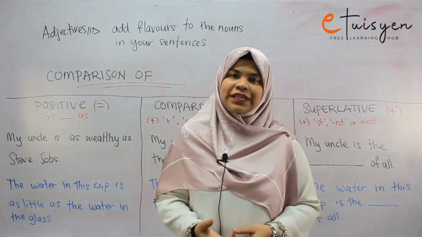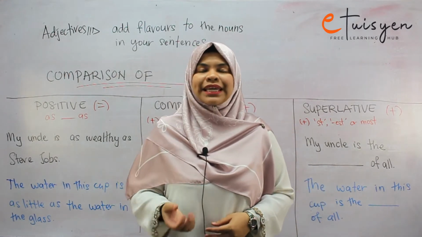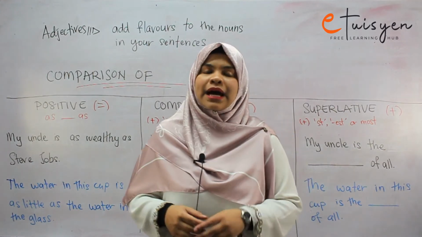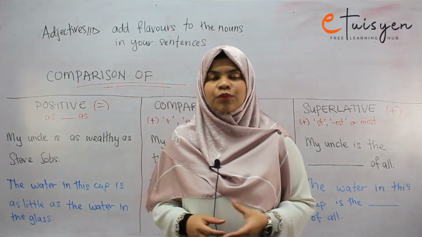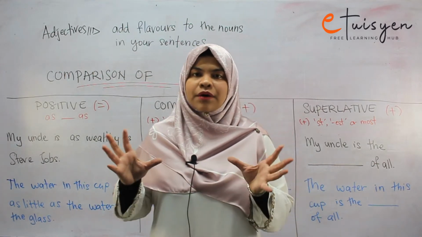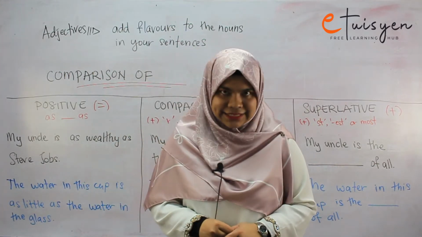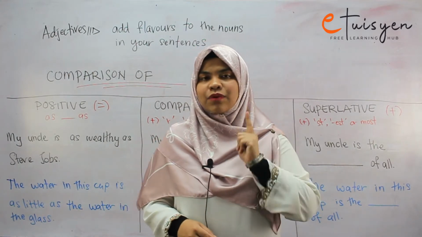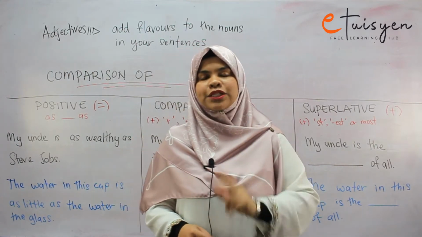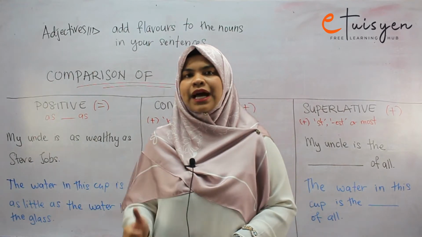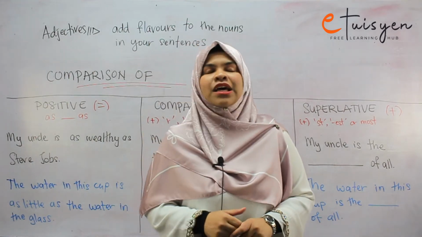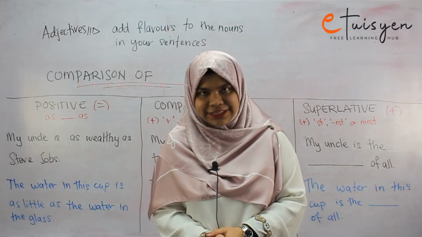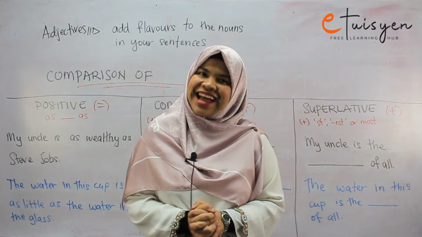Okay, so for today, what we'll be doing is, when we try to compare two nouns or two items in terms of their adjectives, okay? So there are three forms. The first one is positive, the second one is comparative, and the last one is superlative. Don't worry, we'll cover later what these three words are. So this is the form when you try to compare your adjectives, okay? So let's get started then.